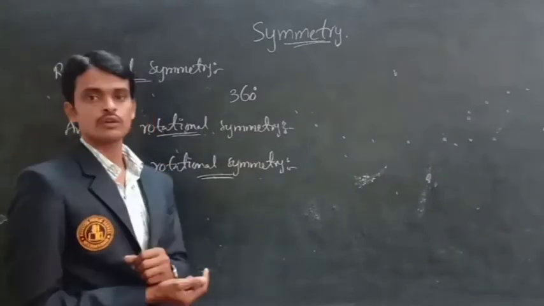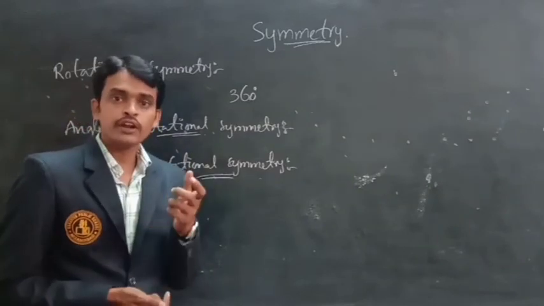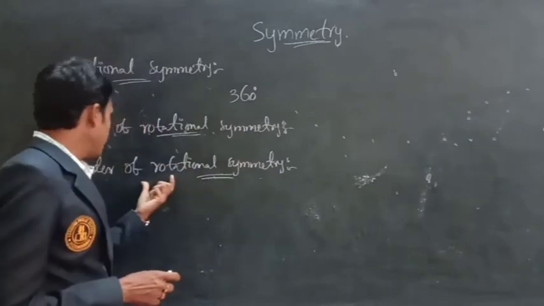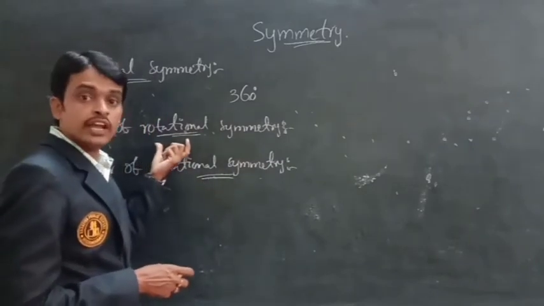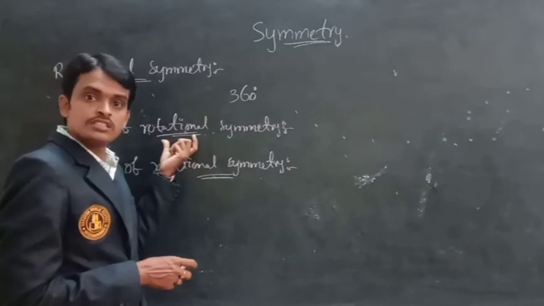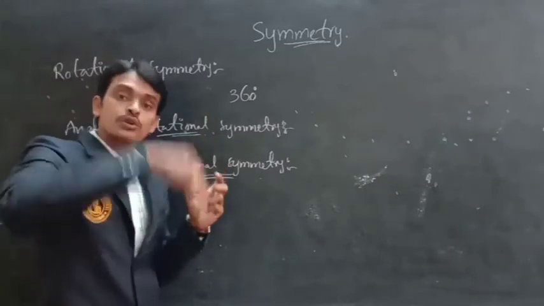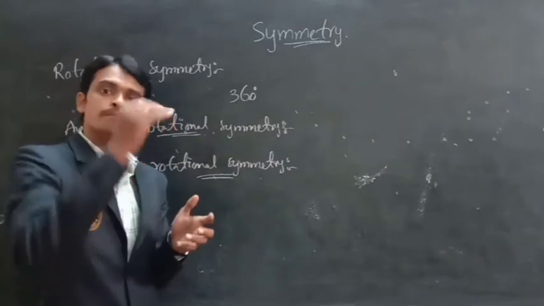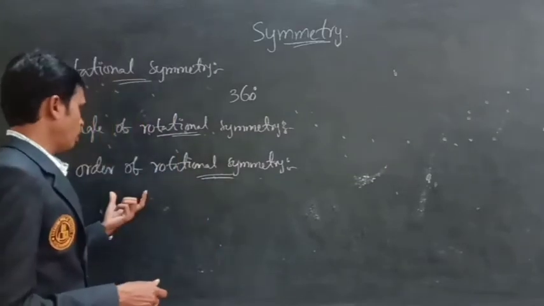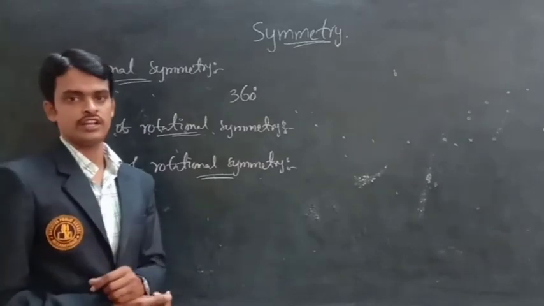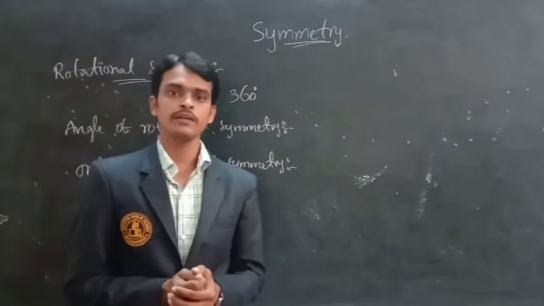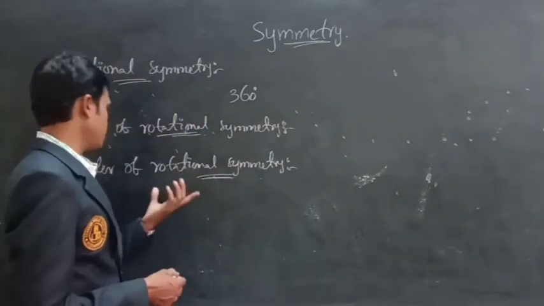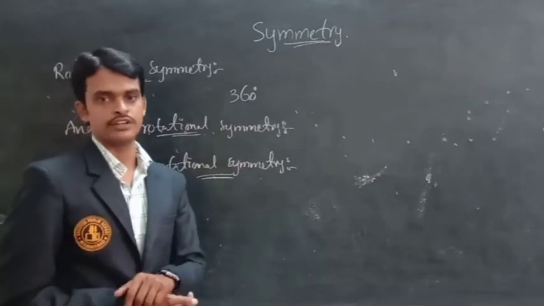The definition of order of rotational symmetry is the number of times the figure is rotated by the angle of rotational symmetry to get its original shape and original position, the same as before. So let us do an activity using rotational symmetry, angle of rotational symmetry and order of rotational symmetry.